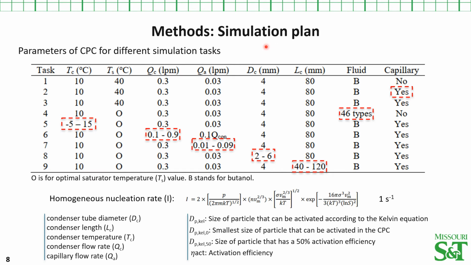Secondly, we make a plan for simulation, and this table lists the simulation tasks. We first compare the COMSOL solution and the Graetz solution. We examine the geometry of the capillary and different working fluids and the CPC working conditions to see how they affect the performance of the CPC. And here we should note that in this study we use a method to find the optimal saturator temperature corresponding to a total homogeneous nucleation rate of 1 particle per second.